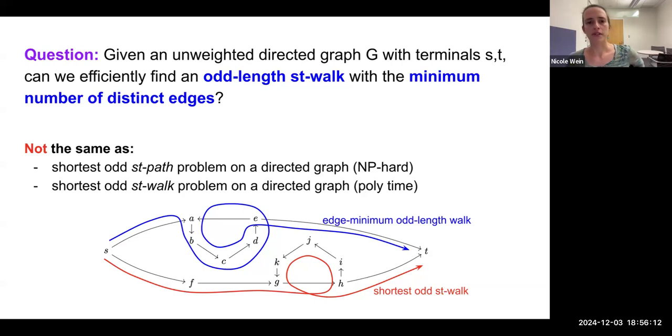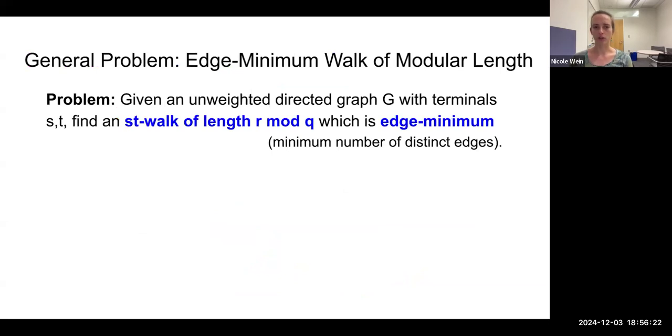So the problem that we really study is a generalization of this, where we care not only about odd length or even length walks, but we care about general modularities. So we care about ST walks of length R mod Q for any R and Q. And the setting we focus on most is when R and Q are constants.